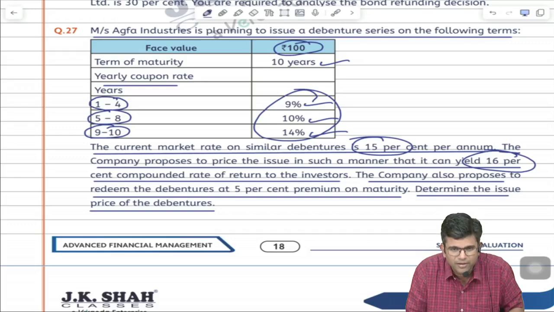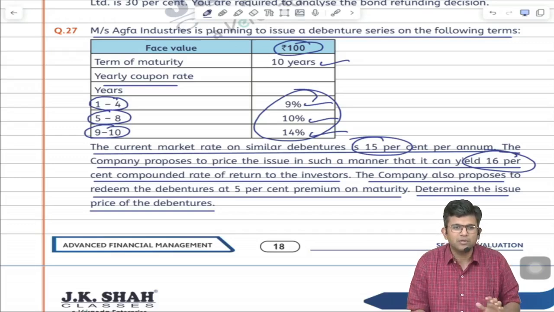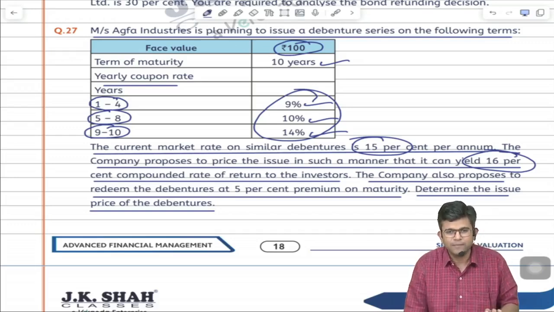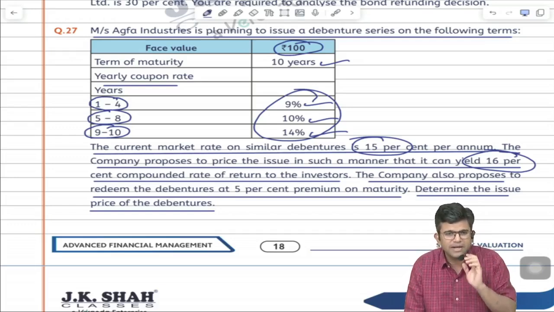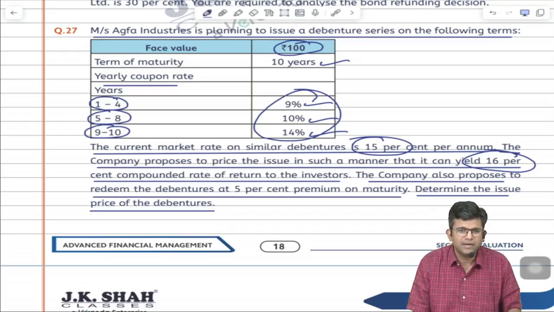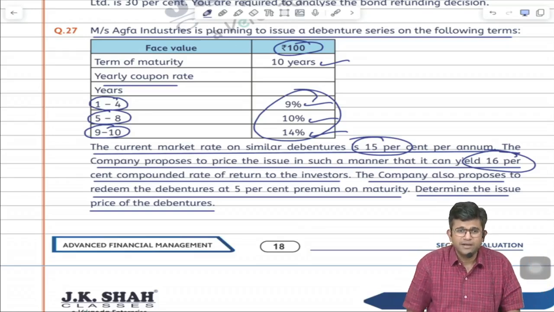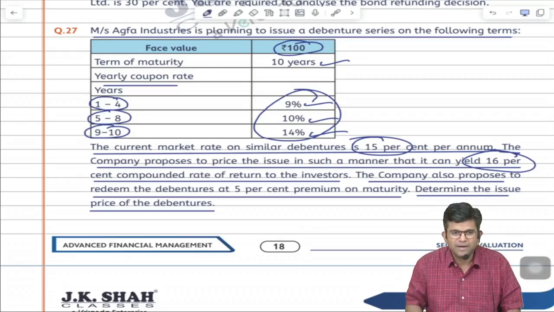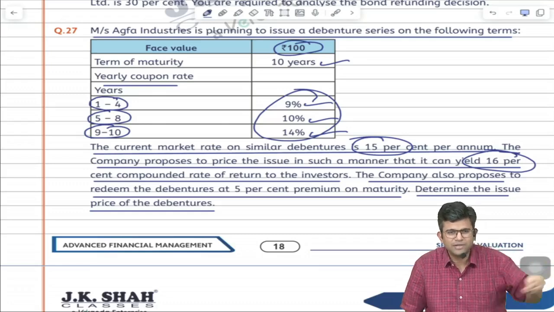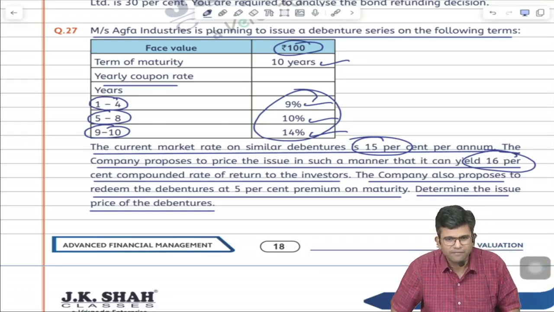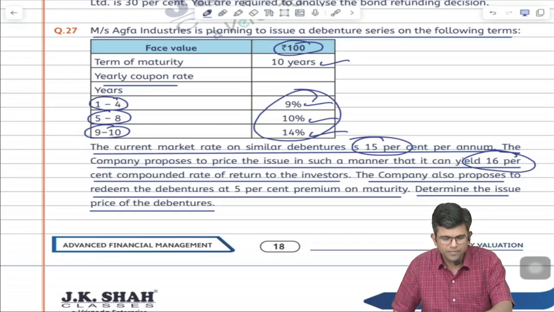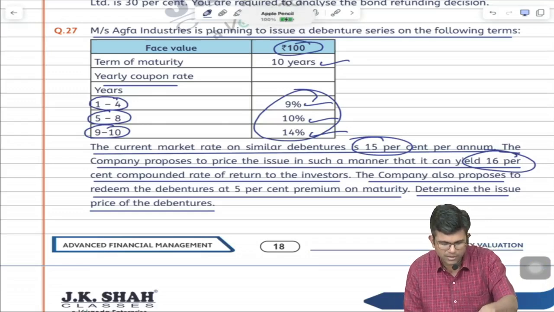So at the end of the day, the whole theme is: take the future cash flows. Do you realize the 15% data given is useless and irrelevant? It is just given that outside you're getting 15, but I have to give you 16. For me to give you 16, your YTM should be 16. What should be the current market price? Simple. Take the future cash flows and discount them at the rate YTM. Everyone clear? Okay.